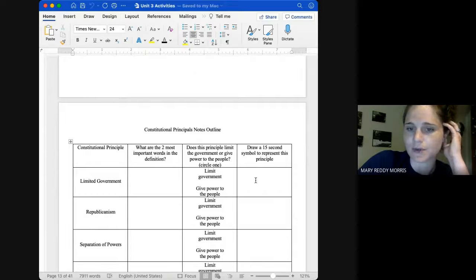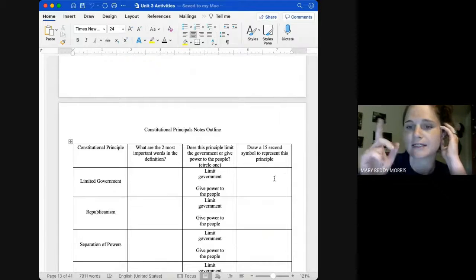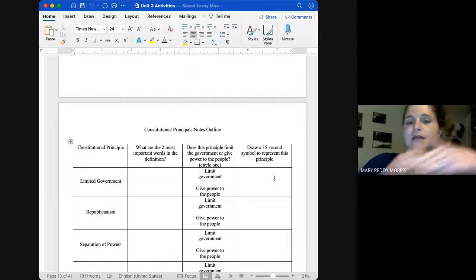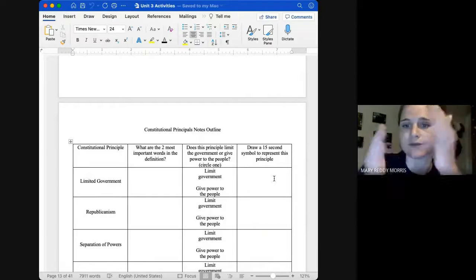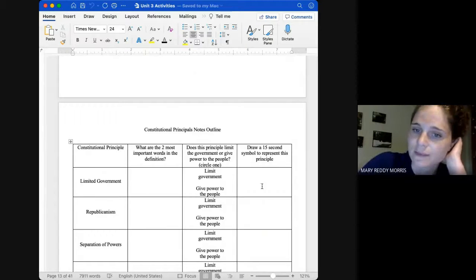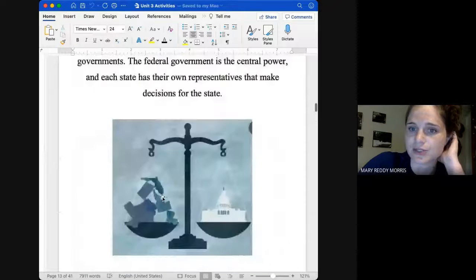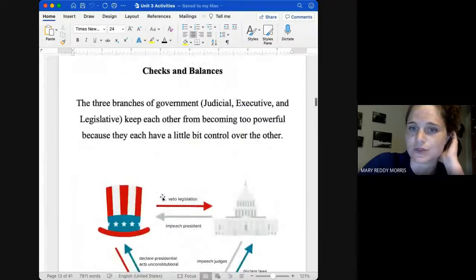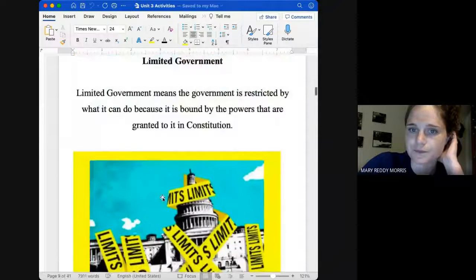And then draw a symbol. They could draw a quick X, right, to represent the government being limited, or maybe a fence, right, kind of restricting the government. Just a quick little symbol there. So these would be the notes that they'd fill out. So this is the first direct instruction. Direct instruction means this is how students are getting information. This is my favorite one.